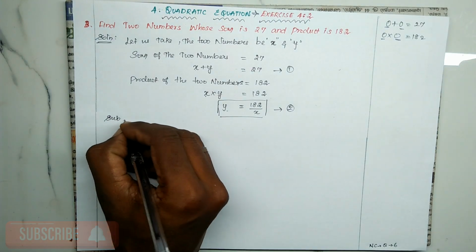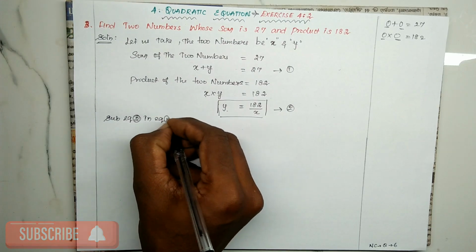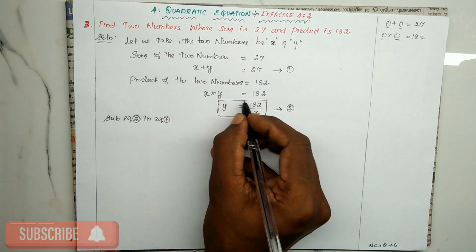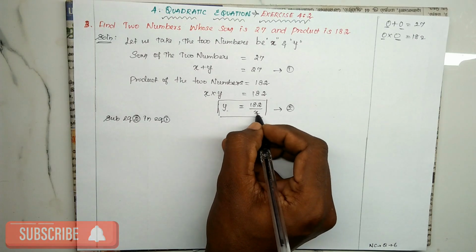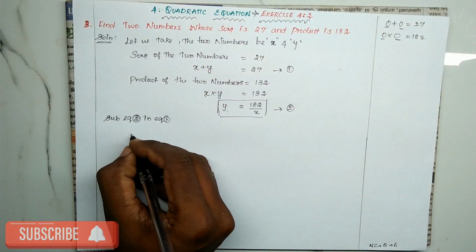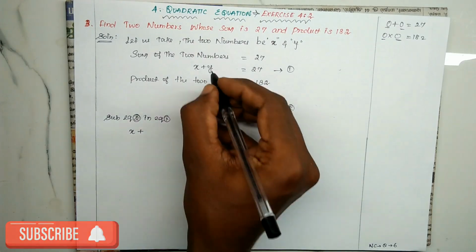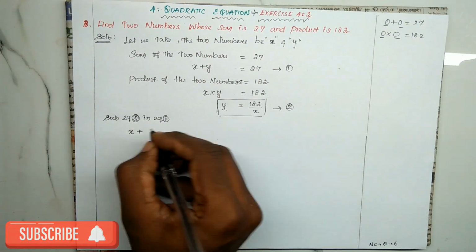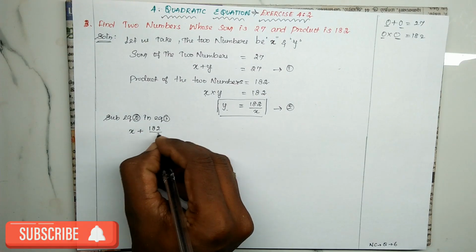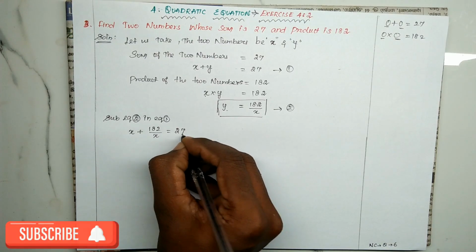Now make this equation 2. Substitute equation 2 in equation 1. So we are going to substitute the value of y is equal to 182 divided by x in the place of y in equation 1. Now what will happen? x plus, we know the value of y is 182 divided by x. So x plus 182 divided by x is equal to 27.